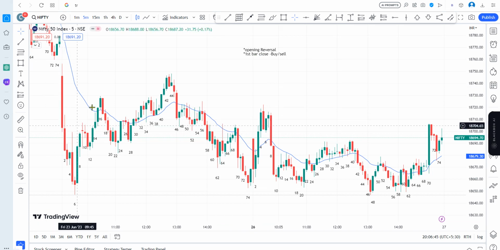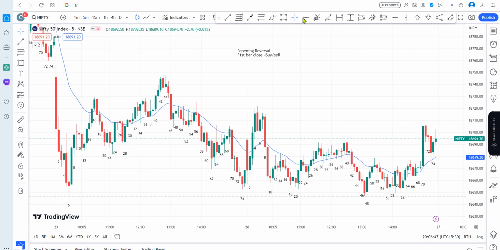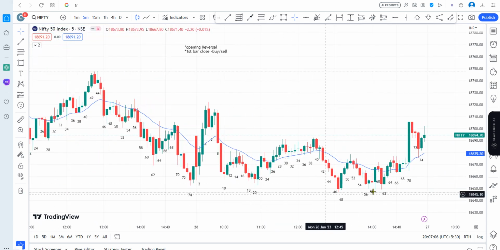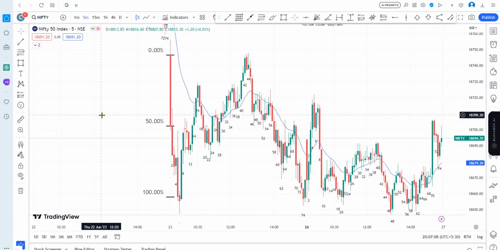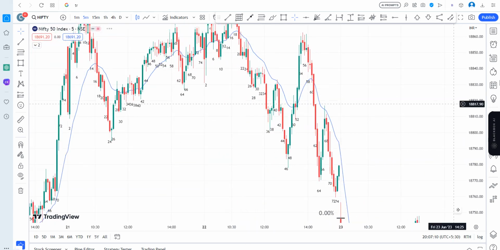The target for that position is at least a minimum of the measured move. So if you see, after selling the first bar, we are targeting the measured move. Okay, so this is the profit scenario. Here we will also discuss today's chart. Let me go through another day.